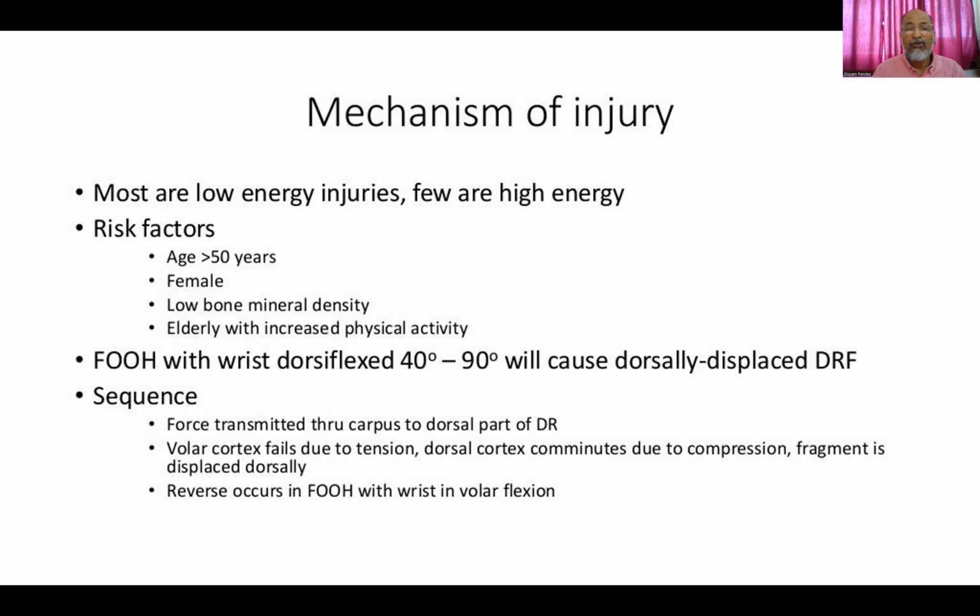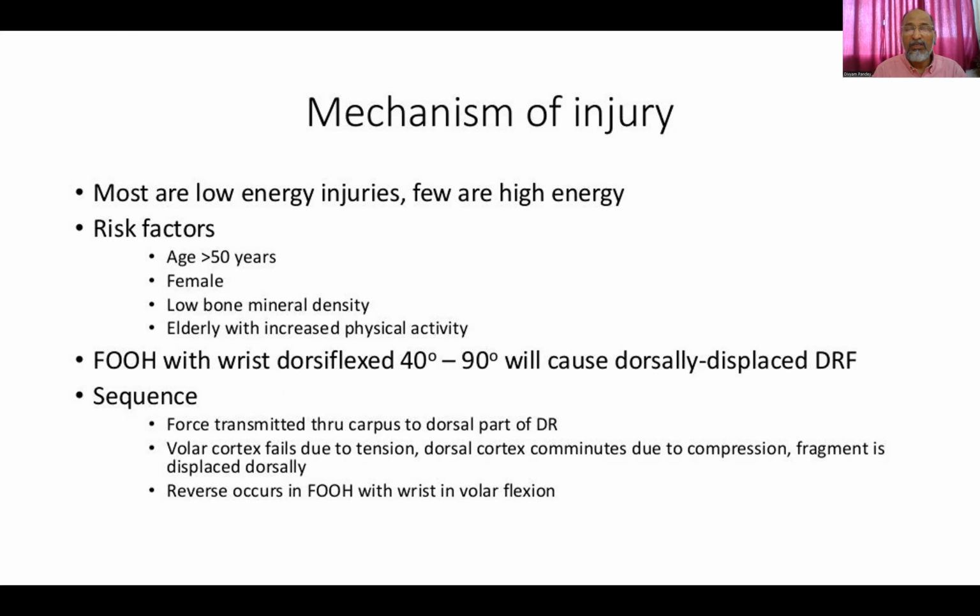because of their good quality of bone. Then a fall on an outstretched hand with the wrist dorsiflexed 40 to 90 degrees will cause a dorsally displaced distal radius fracture, and the sequence of events is that the force is transmitted through the carpus to the dorsal part of the distal radius. Then the volar cortex fails due to tension, and the dorsal cortex comminutes due to compression, and the fragment is displaced dorsally. So the distal fragment is displaced dorsally.